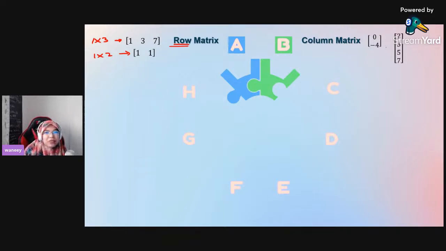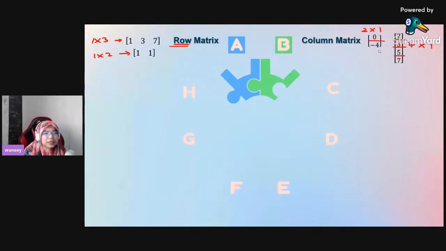So for example over here, 0, -4. So this is basically 2 rows by one column. And then this is 2, 3, 5, 7. So 1, 2, 3, 4, 4 rows by one column. So since we only have one column for this, we're going to call them the column matrix.